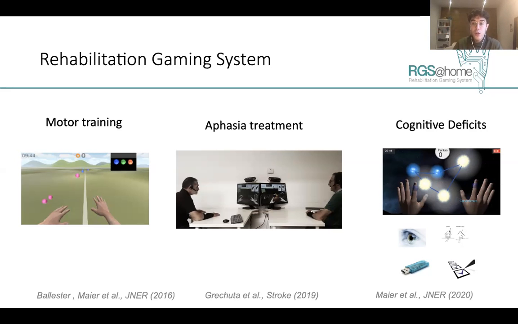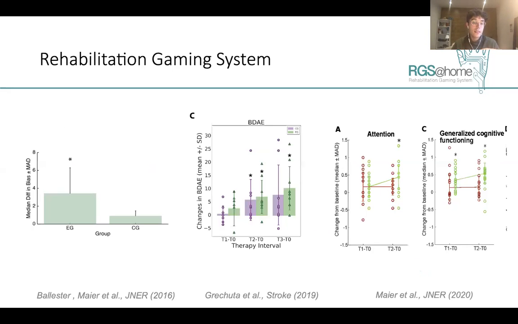Or we can treat cognitive deficits such as attentional deficits, short-term memory deficits, semi-neglect, or executive functioning. So results, including all these active ingredients that we were commenting before, have shown positive results along these different domains. For instance, we can see that we can modulate the effector selection, and patients start using more their affected limb after, as compared to before the treatment, compared to conventional therapy groups or control groups.